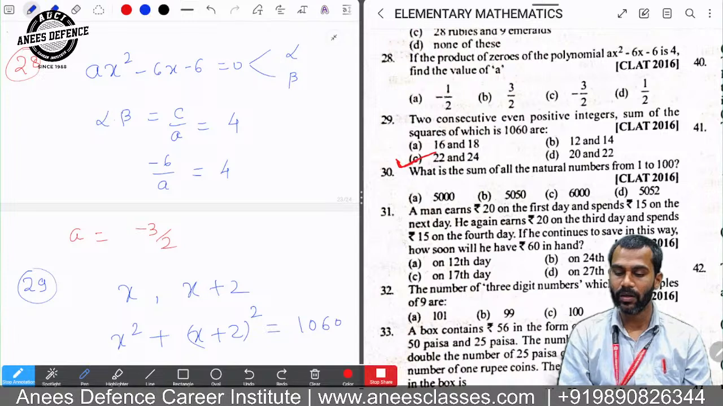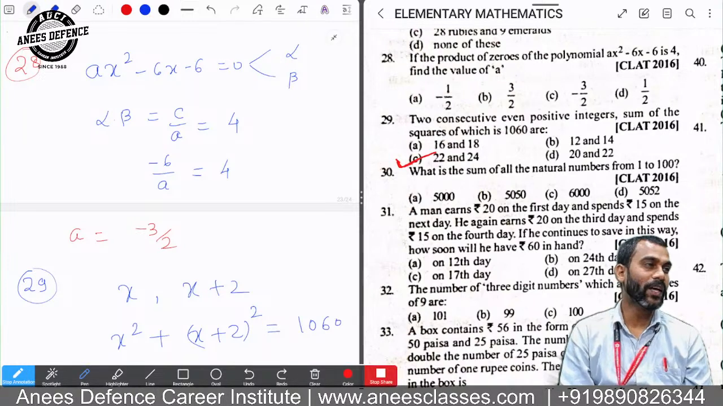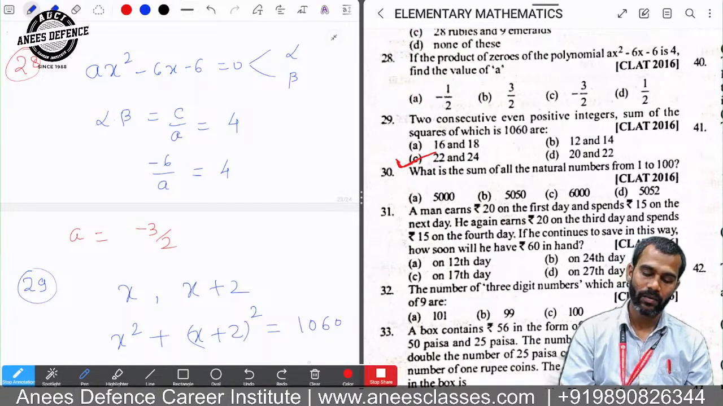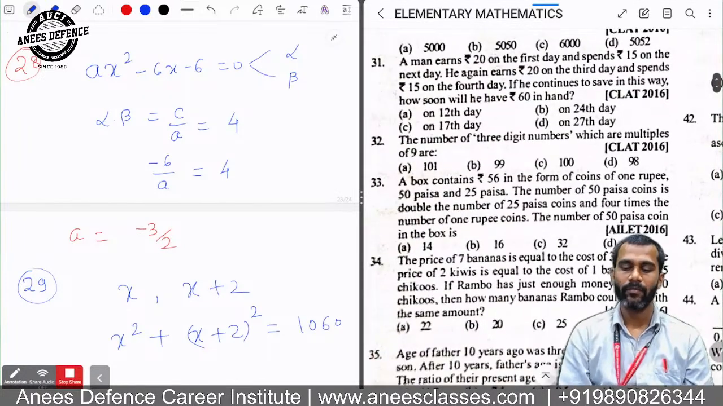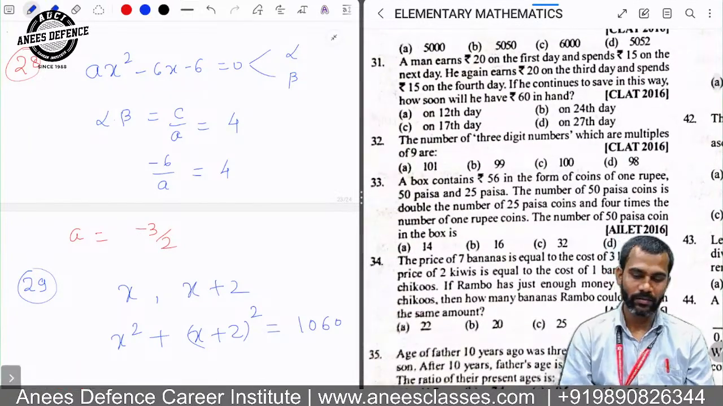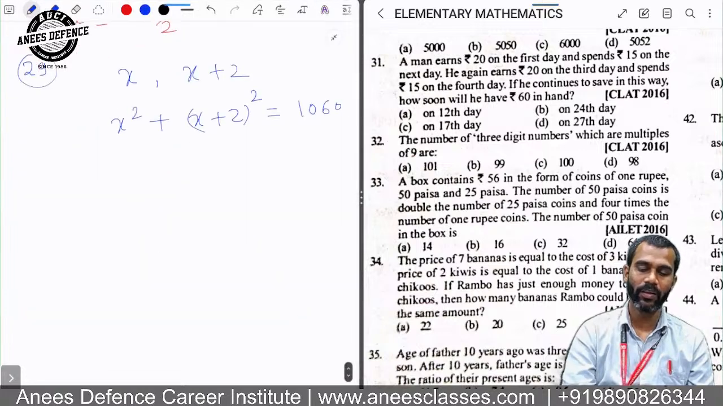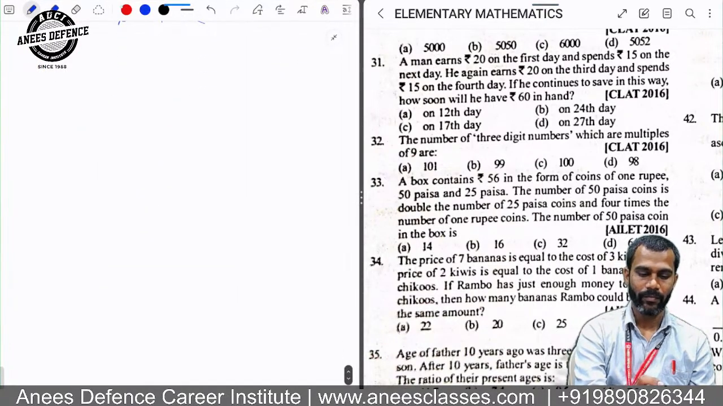Please try question number 30. Sum of natural numbers from 1 to 100. So n into n plus 1 upon 2. 50, 50. Very easy. Next, question number 31. Now you need to try this one. Please try question number 31.